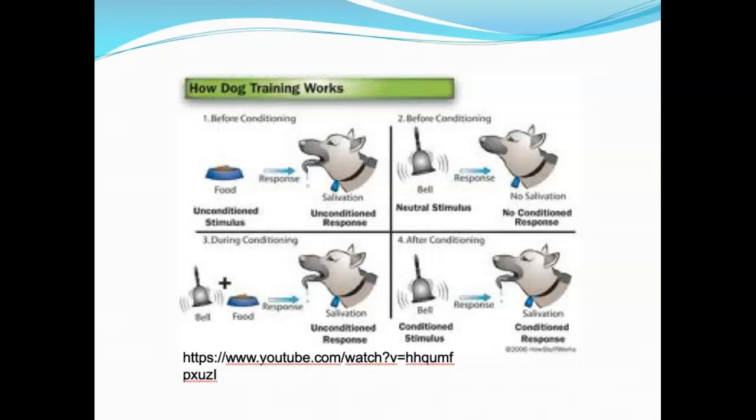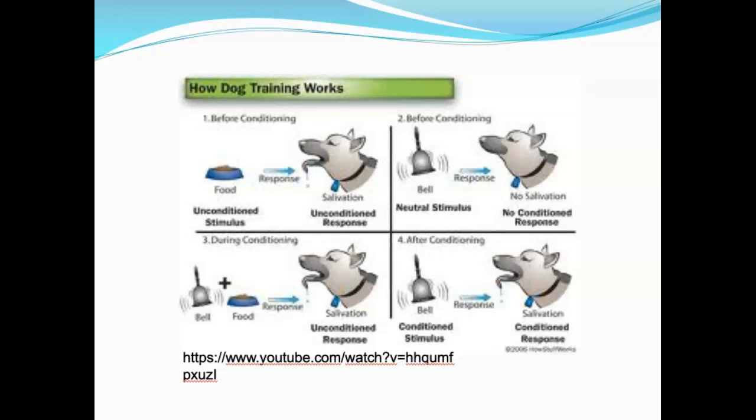No training took place. It doesn't mean that it doesn't cause a response. So if a stimulus is unconditioned, it causes a response, but the response happens automatically without training. And it's important to understand this if we're going to go forward and understand classical conditioning. Okay, so here's what happened with Pavlov's experiment.